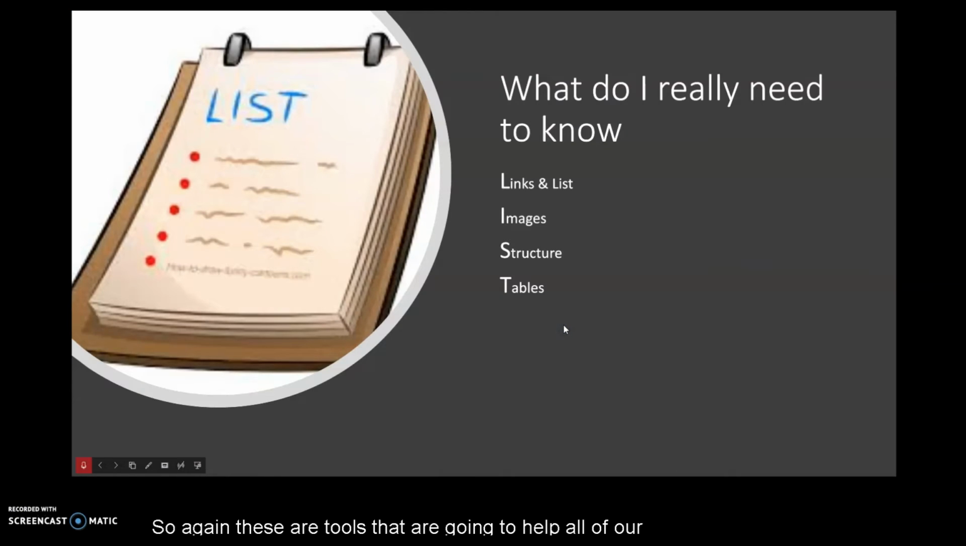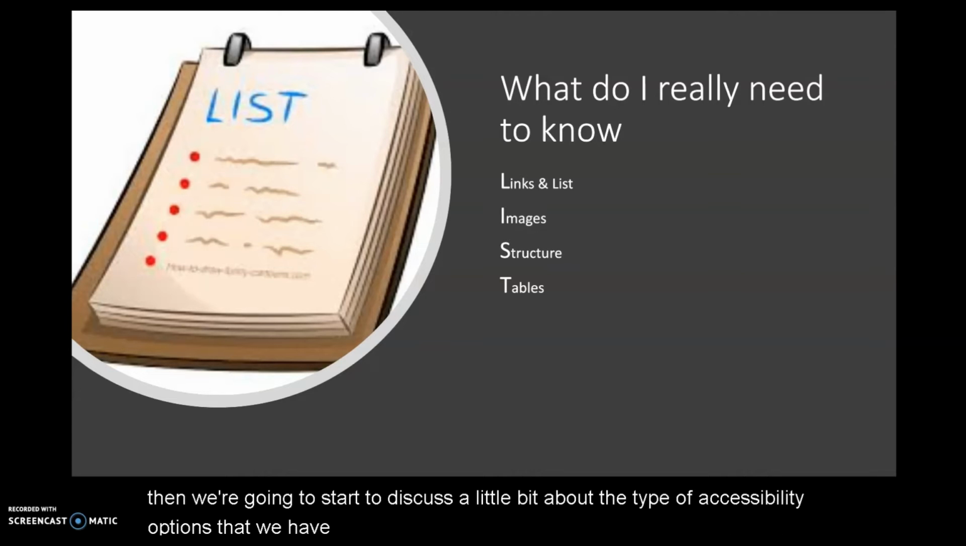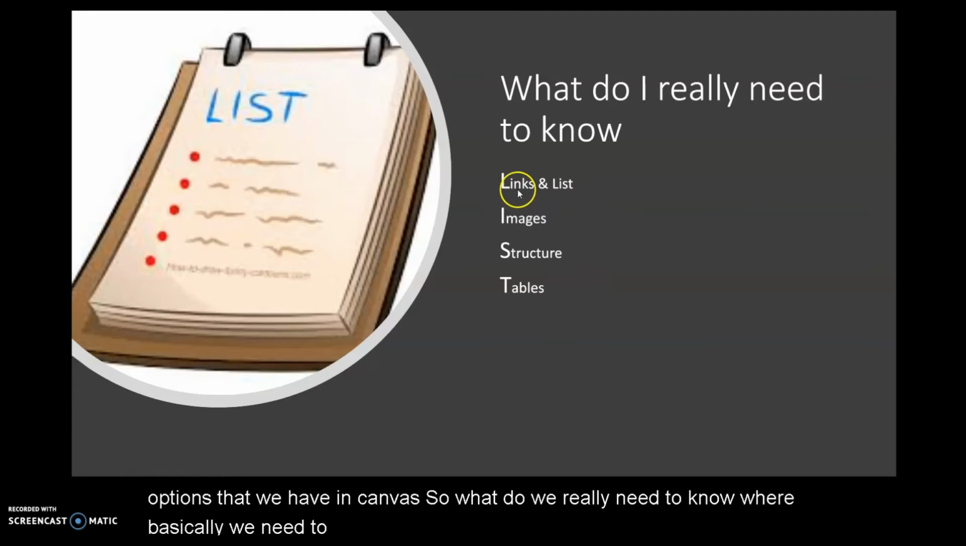Okay, and then we're going to start to discuss a little bit about the type of accessibility options that we have in Canvas. So what do we really need to know? Well, basically we need to know that when we do links and lists, there are some instructions that we should follow.